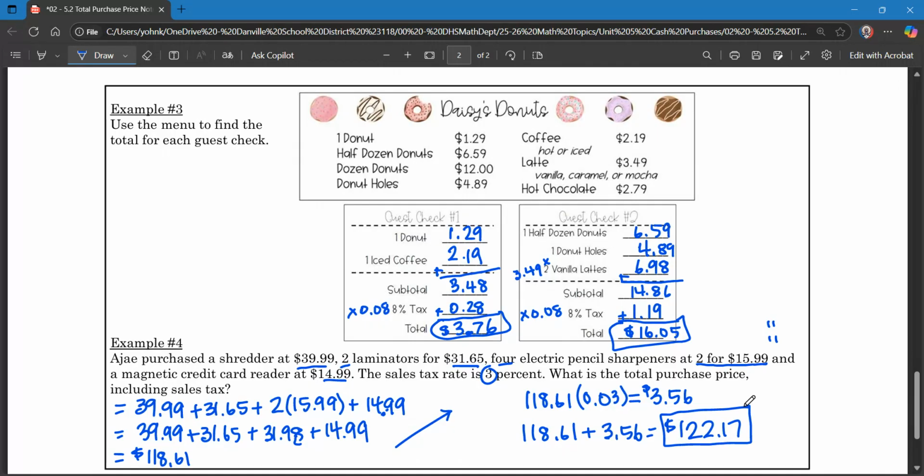All right, that is how you do total purchase price. So if you have any questions about it, let me know.